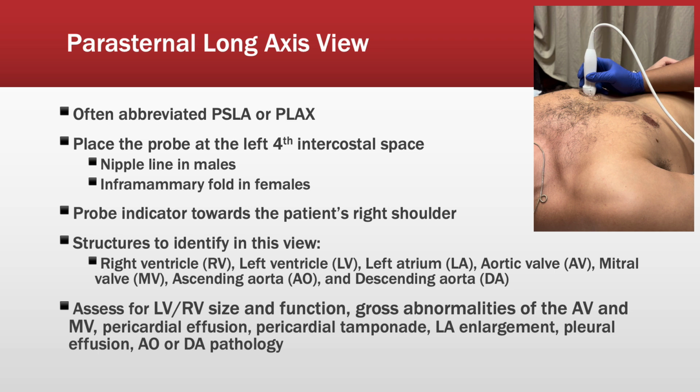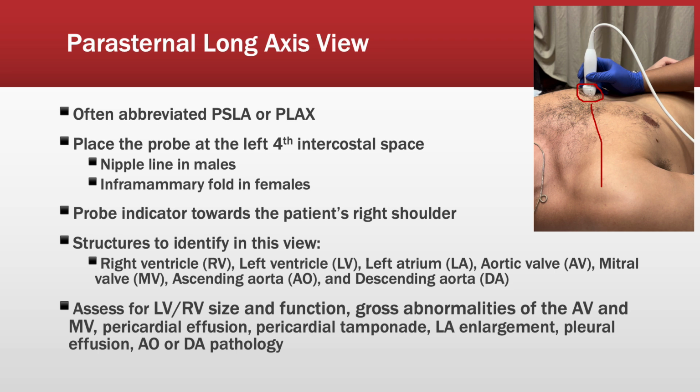To obtain this view, we're going to place the cardiac probe on the 3rd or 4th intercostal space left to the sternum, with the probe marker, which is right over here, facing towards the right shoulder of the patient. The 3rd and 4th intercostal space is about at the level of the nipple line in males and the inframammary folds in females. The structures that are going to be visible in this view include the left and right ventricles, the left atrium, aortic and mitral valve, and ascending and descending aorta.